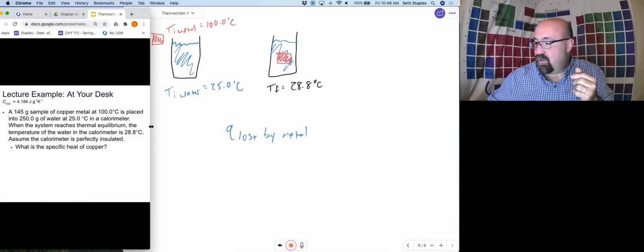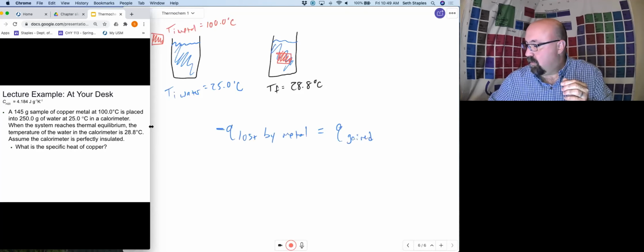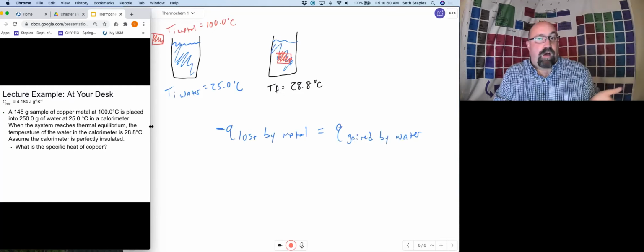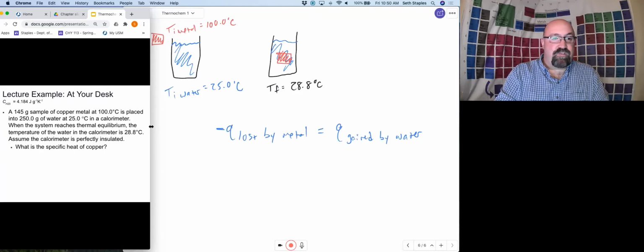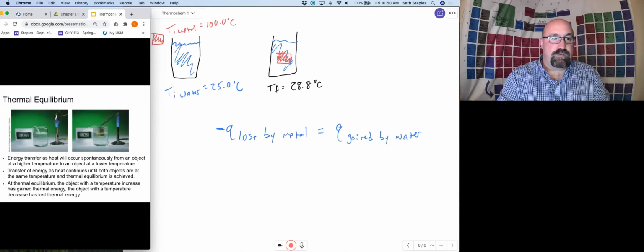lost by our metal. And since that is an energy loss, it's an exothermic process, we're going to have our negative sign there. And that is going to be equal and opposite in sign to the energy gained by the water. All right, law of conservation of energy tells us that the energy lost by the metal has to be equal and opposite to the energy gained by the water. And so we have our Q expressions for both of those. Now, we're just going to use our calculation for Q.